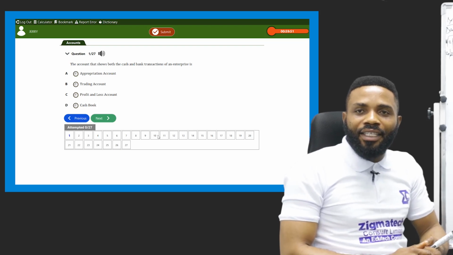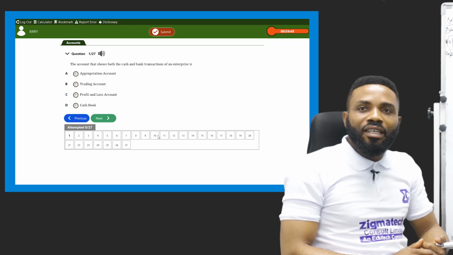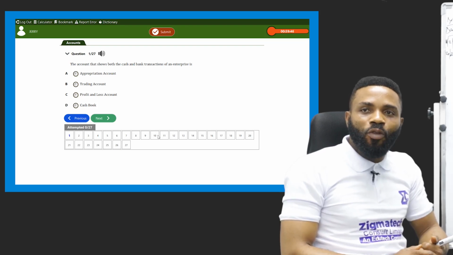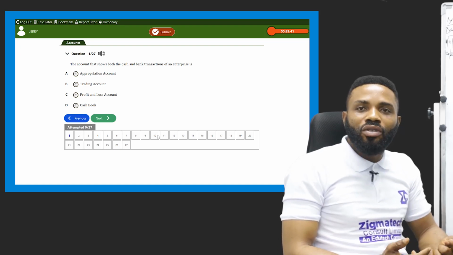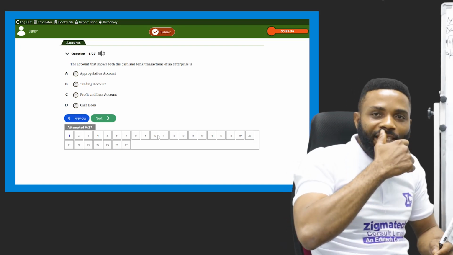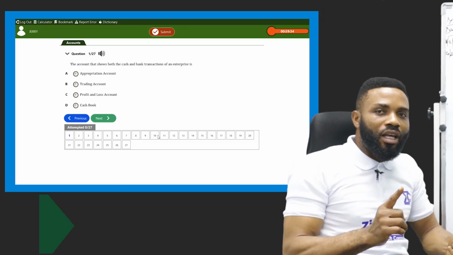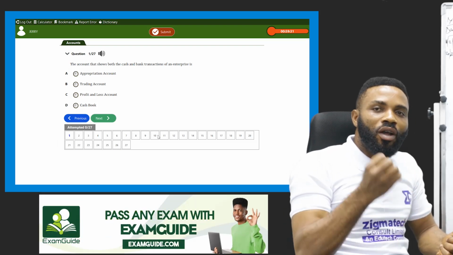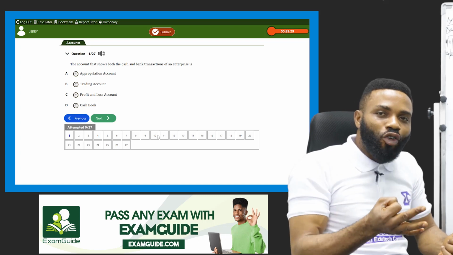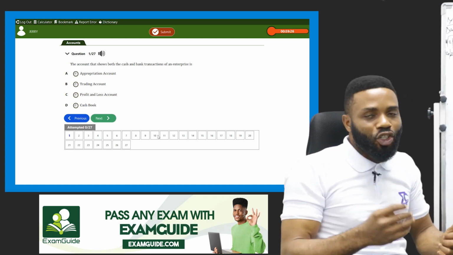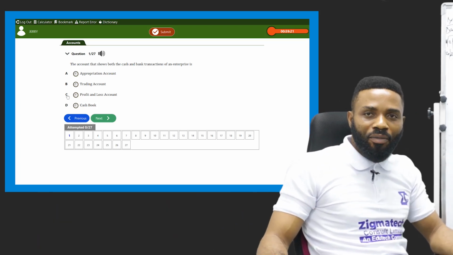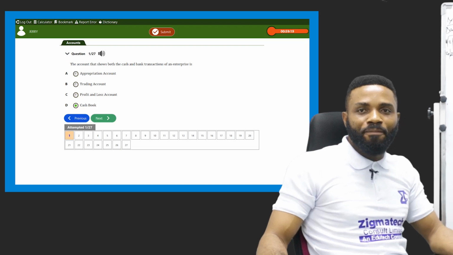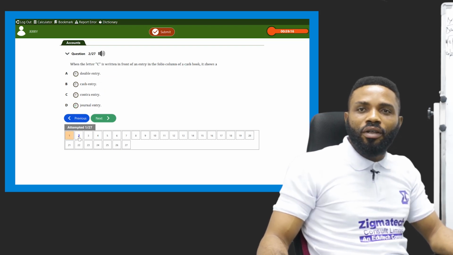Now they said, the account that shows both the cash and bank transaction of an enterprise is dash. A, appropriation account, trading account, profit or loss account, is what? Is the cash book. Remember, cash book is divided into what? 1 column, 2 column, 3 column, and the what? Petty cash book. So what we are looking at now is 2 columns. So cash book is the answer. No, the option is what? Is D.